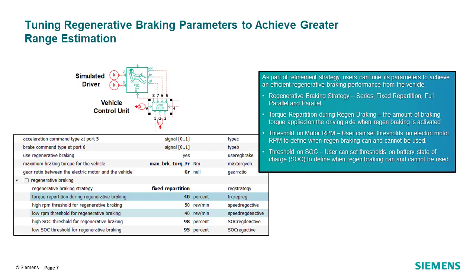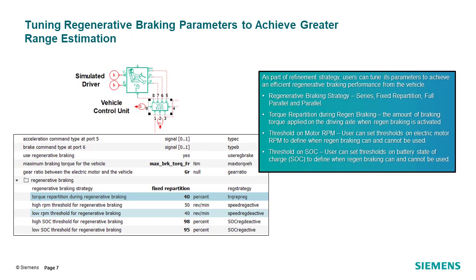As part of the refinement strategy, users can tune the parameters shown to achieve an efficient regenerative braking performance from the vehicle. Regenerative braking strategy: series, fixed repartition, full parallel and parallel. Torque repartition during regen braking: the amount of braking torque applied on the driving axle when regen braking is activated.